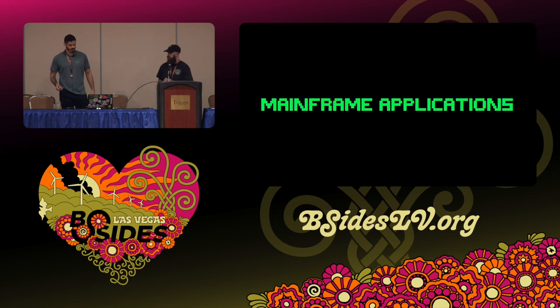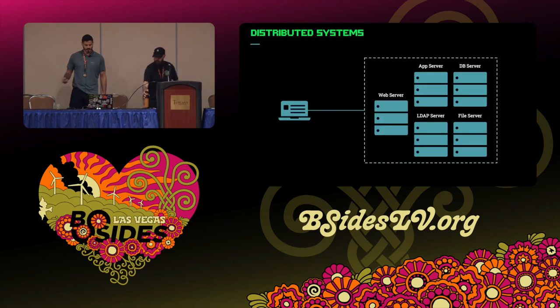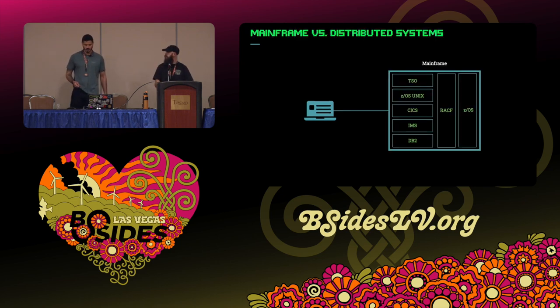So the first thing we'll cover is how mainframe applications differ from traditional distributed systems. Let's say you have a web application. Whether it's in the cloud or on-premise, you'll likely have an application server, a database server, an authentication server, a logging server, and all these distinct systems that support the same application. On the mainframe, everything is self-contained. There are no distributed components.